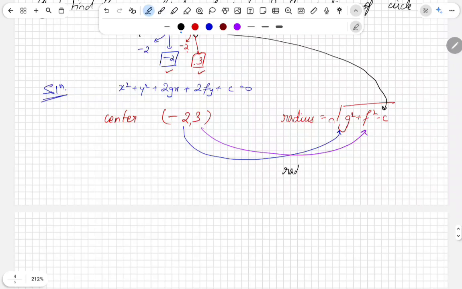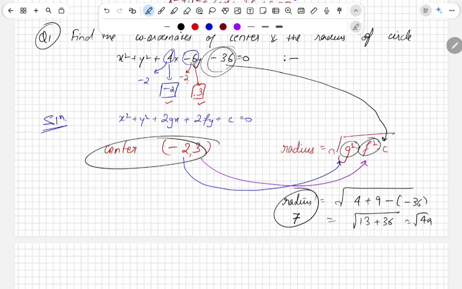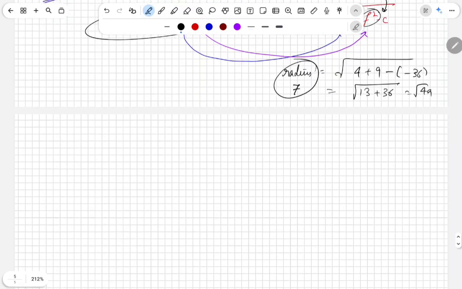So I'll say radius is equal to under root g square, that is minus 2 square, that is 4. Then f square, that is 3 square, so I'll put 9, and then I have minus c, that is minus 36. So I'll put over there 4 plus 9 is 13 plus 36, that will be root 49. So answer will be 7. So coordinates of center are -2, 3 and radius is 7. These were the two things which were asked in the question.